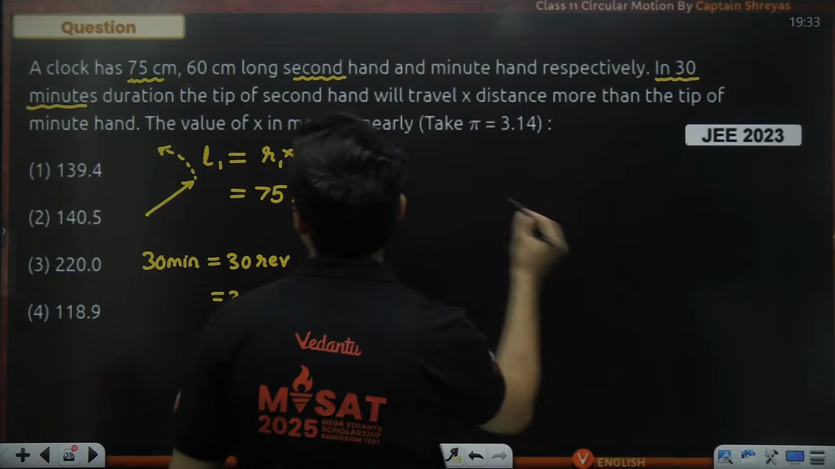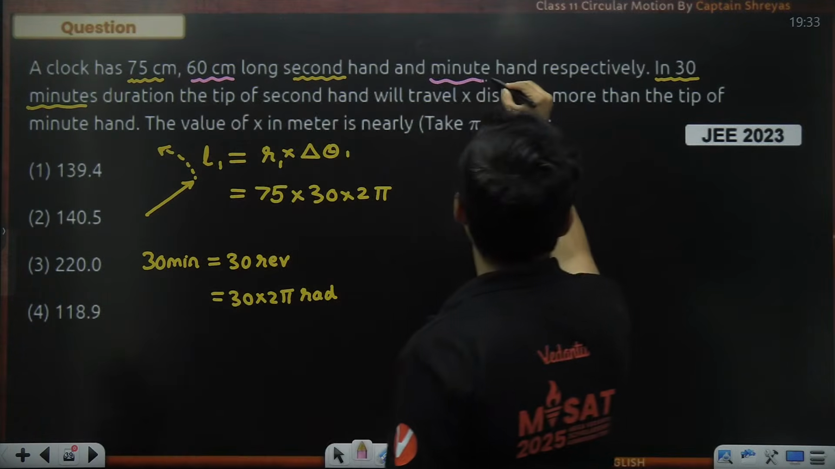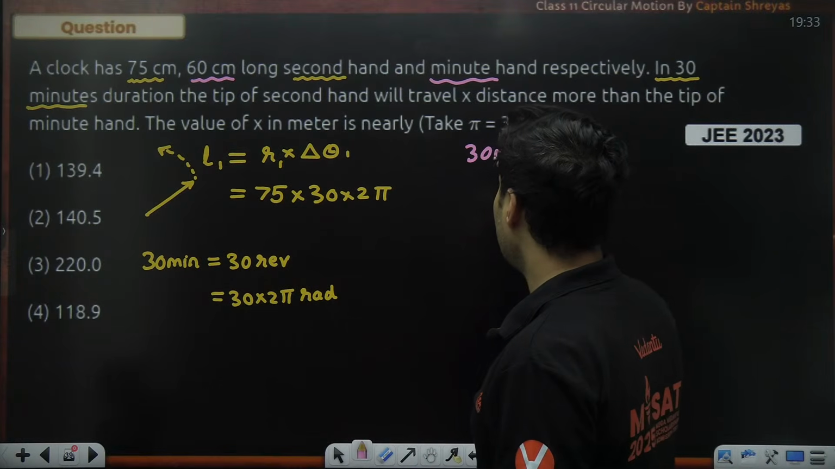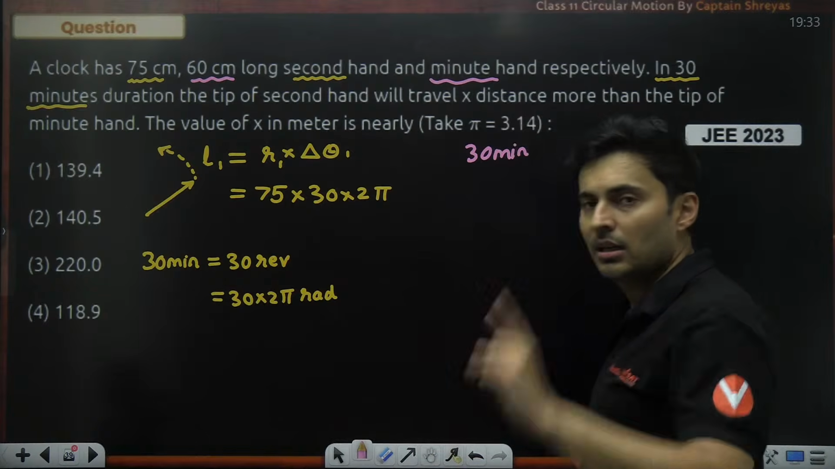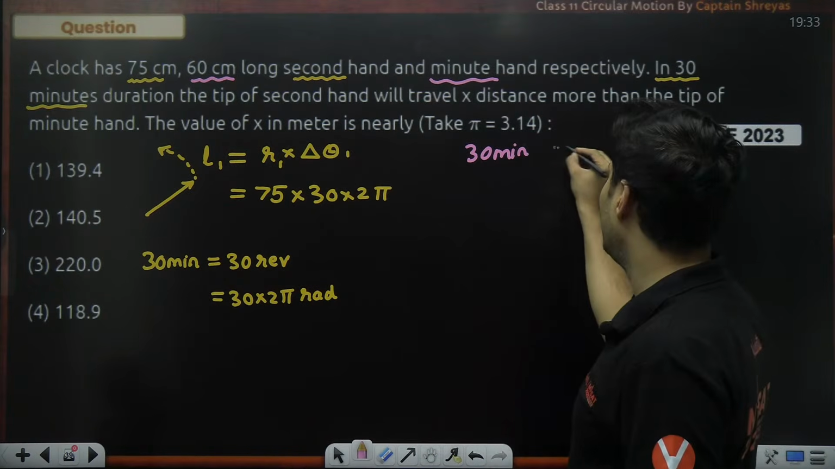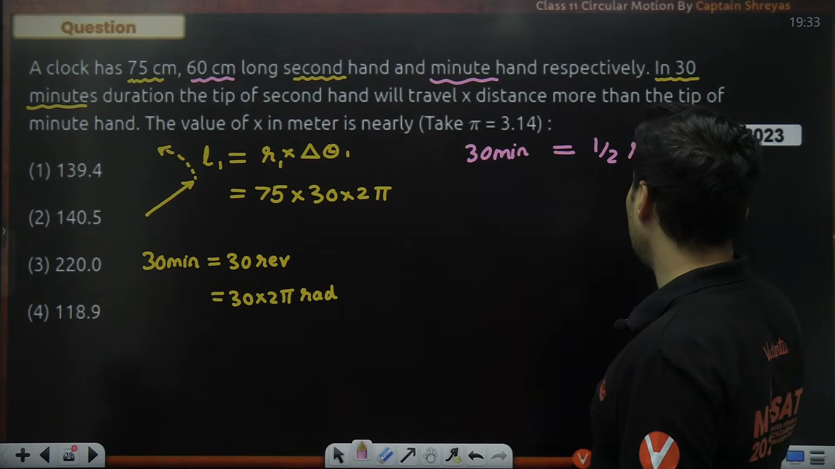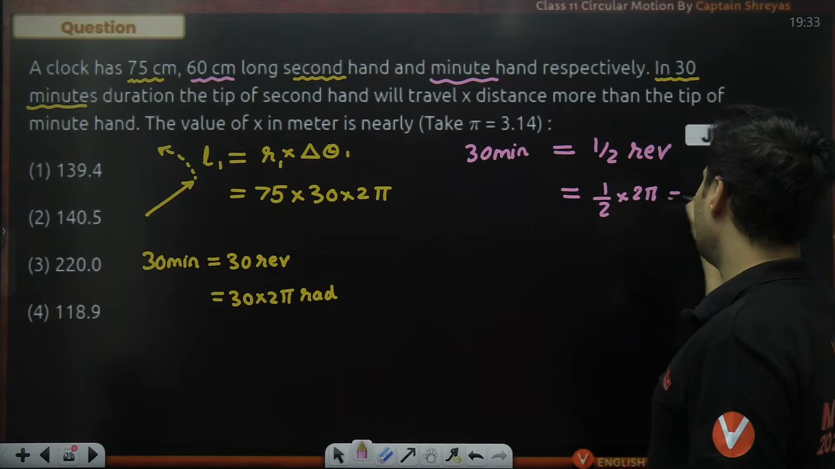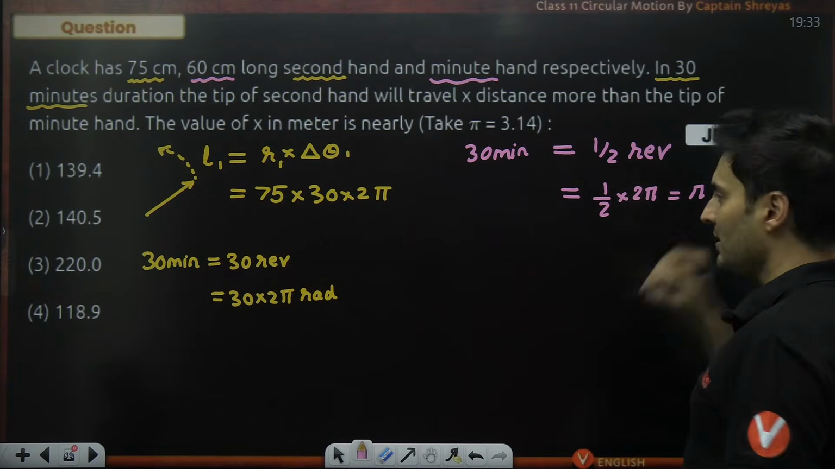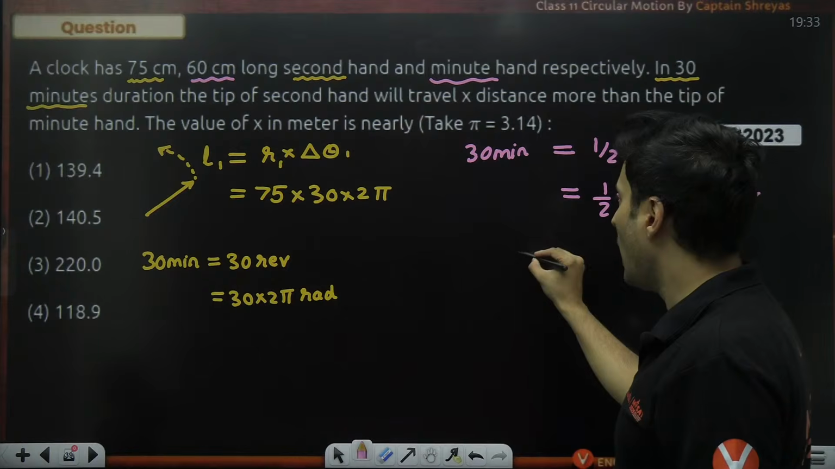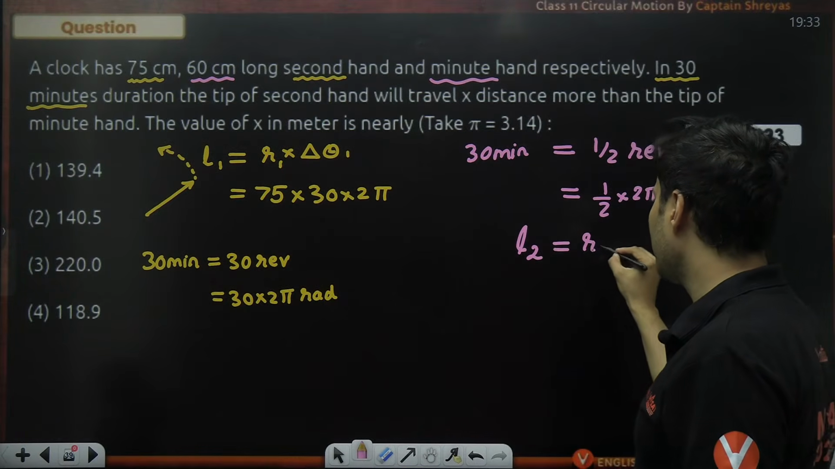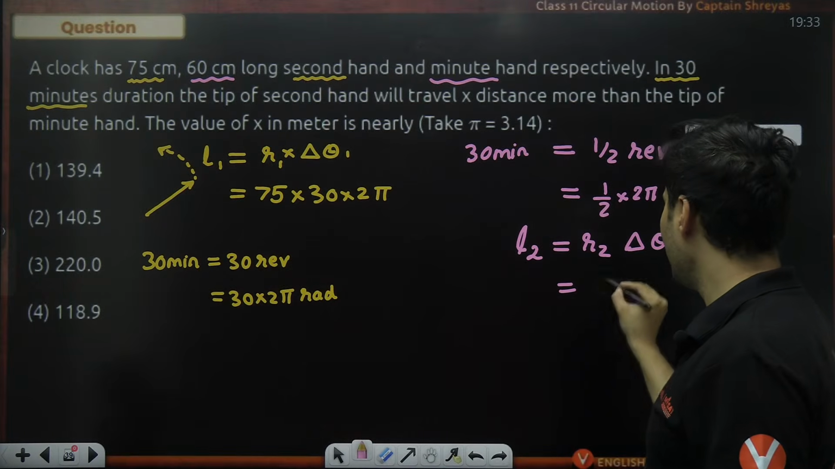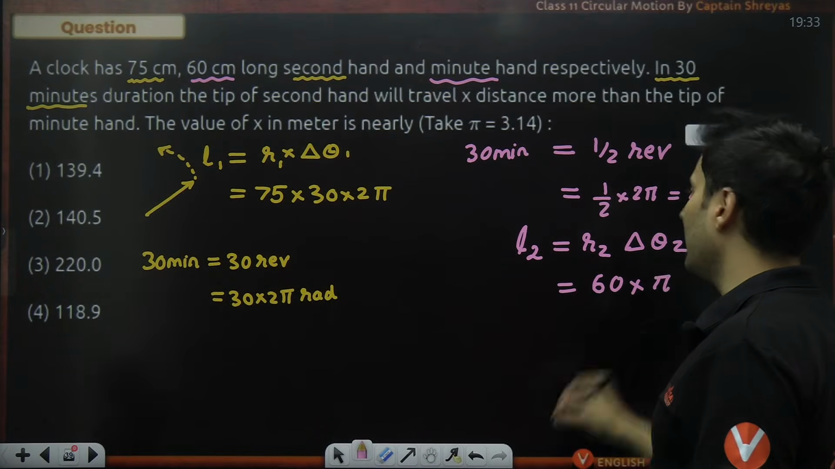Now do the same thing for the minute hand. In 30 minutes, the minute hand would have done just half a revolution. And half a revolution means half multiplied by 2 pi, which is just pi radians. It has just done pi radians. So how much is the length that it has traveled? R into that particular angle. R is how much? 60 multiplied by just pi.